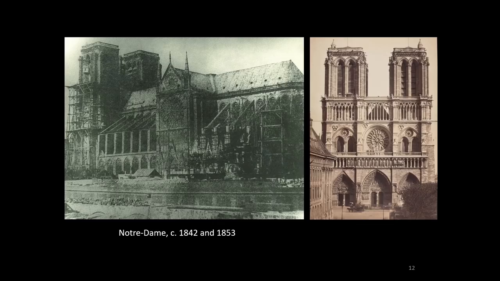And here I show you one photograph just as restoration is beginning in the 1840s. You can perhaps just make out the scaffolding here. There's a very interesting relationship, I should say, between the restoration and technologies of photography. These are some of the very earliest photographs that were made. And here you see the west facade, again in the process of restoration.